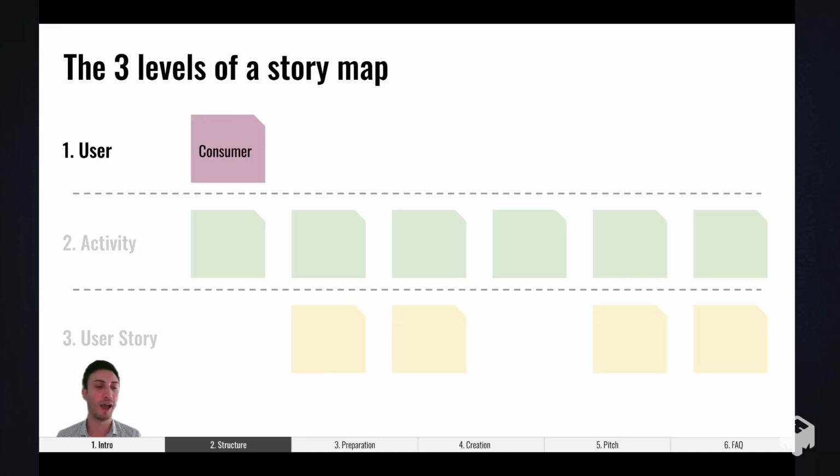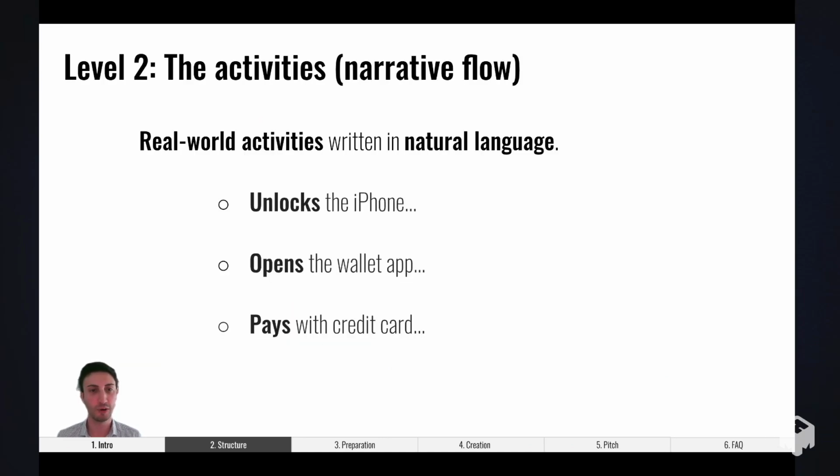So let's say in our example, the first user is just the consumer. Then we move on to the activities. A synonym for the activities is also the narrative flow. These are real-world activities that are written in natural language. So let's say the user unlocks the iPhone, then opens the wallet app, and then pays with a credit card. It's very simple and we don't want to blow it up. The main goal is to really explain what the person, or the user, is going to do. Very simple, very easy, very straightforward, no rocket science behind that.